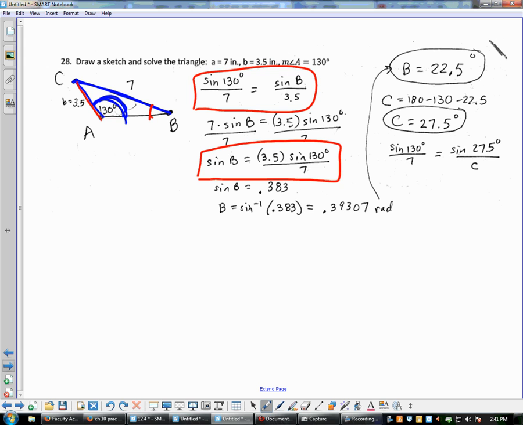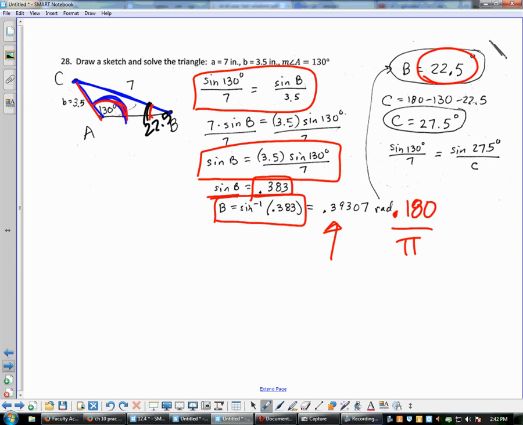My calculator's in radian. I'm sorry, I don't need radians yet. So I get 0.383 as the sine of B, but I'm trying to find angle B, which means B is the angle whose sine is 0.383. Now I need the sine inverse, and when I do that, I got 0.39307. That's radians, but I had to convert that, so I multiply it by 180, divide by pi, and I end up getting 22.5 degrees. I can find my third angle by taking 180 minus 130 minus this 22.5, and I end up getting 27.5 for this angle.